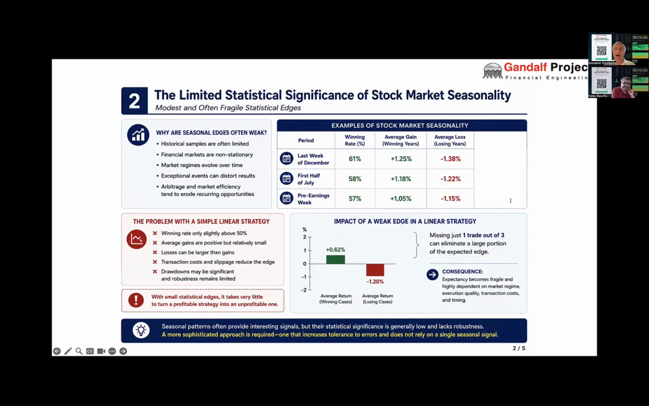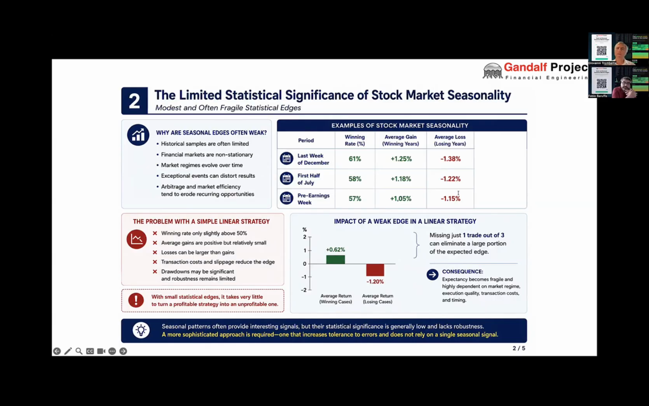Winning rates are above 50% in some cases, but only moderately so. Average gains and losses are of similar magnitude, and the t-test statistics are relatively low, indicating limited statistical confidence. So, our practical problem, a simple buy-the-stock strategy, requires directional accuracy. If we are wrong too often, losses quickly offset gains. This is the problem of traders. Transaction costs, slippage, I would say even more, and regime changes can easily eliminate that edge.